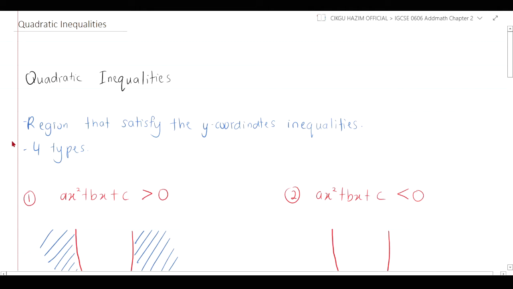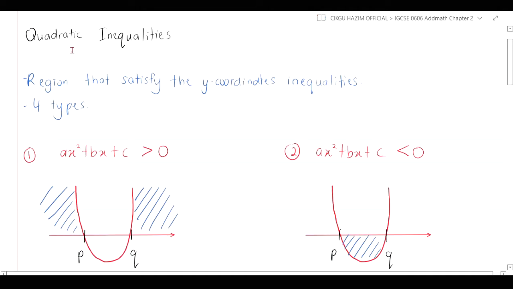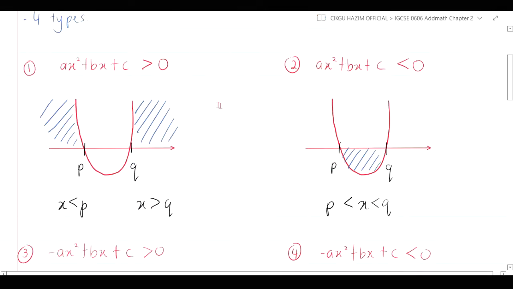Okay, the first thing you need to understand is the quadratic inequality region that satisfies the y coordinate inequalities. It has four types. If the graph is smiling, ax squared plus bx plus c more than 0, the region that satisfies it is on the outside, on top of this horizontal line. That horizontal line is the x-axis. So it's on the outside right and the outside left, because the graph is smiling.